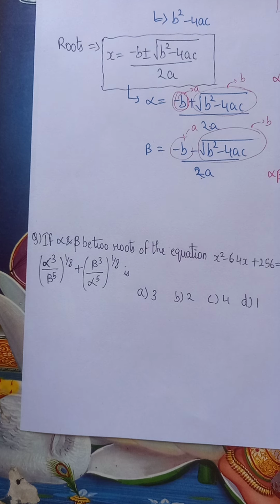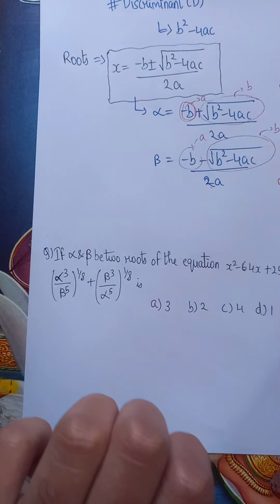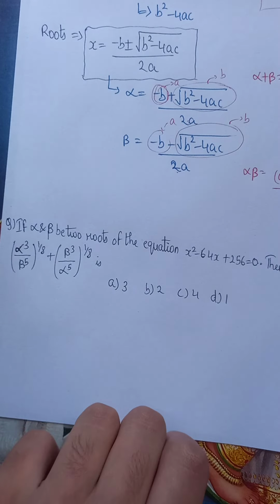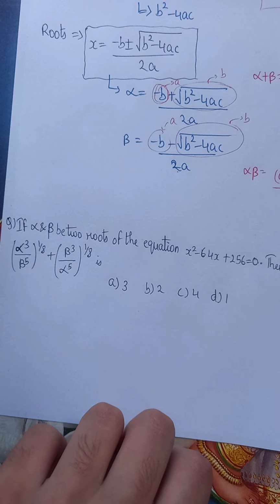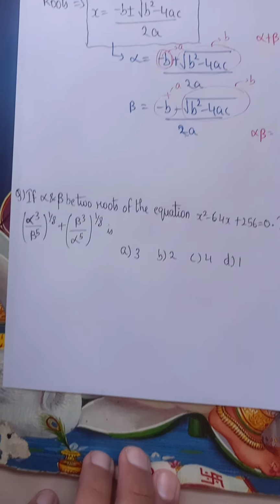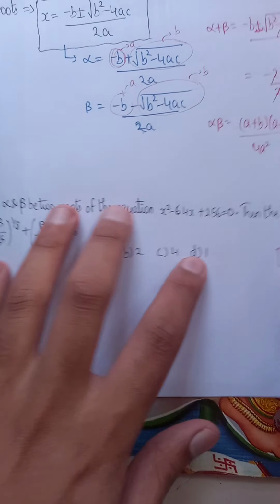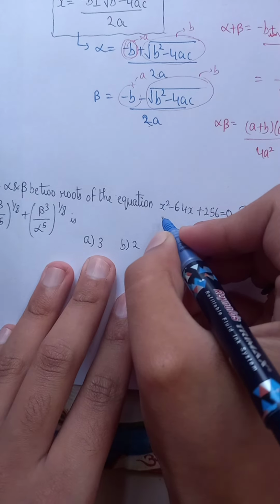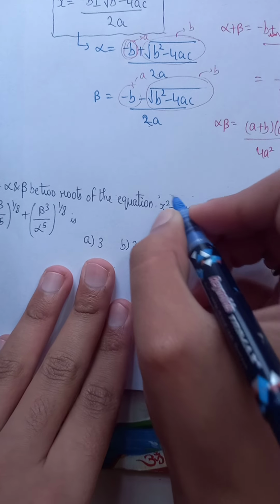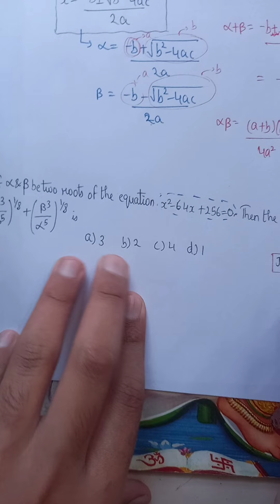First of all, you shouldn't get scared seeing this question, okay? This question is pretty much simple. Once I solve this question, you will be like, oh, this question is so simple, why did I get scared? Okay, so let's start solving it. So this is the equation, x square minus 64x plus 256 equals 0.